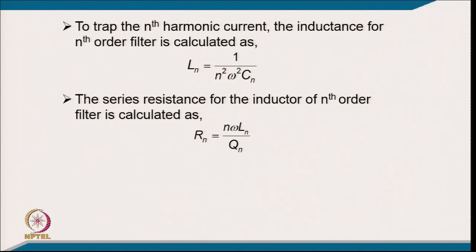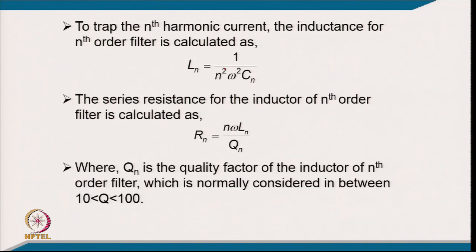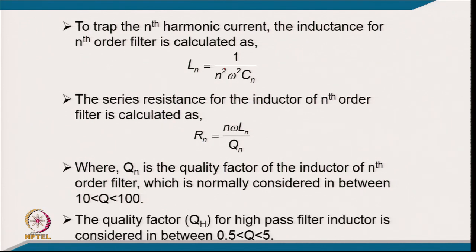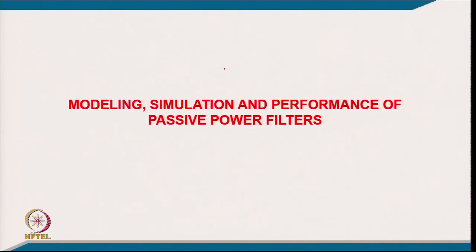This quality factor, as we already discussed, is in between 10 to 100, but the absolute value may be around 10 to 30, where Qn is the quality factor of the inductor for nth harmonic filter, which is normally considered in between 10 to 100. The quality factor for high pass filter inductor is considered in between 0.5 to 5 or so. So, that is the method of how we design it.